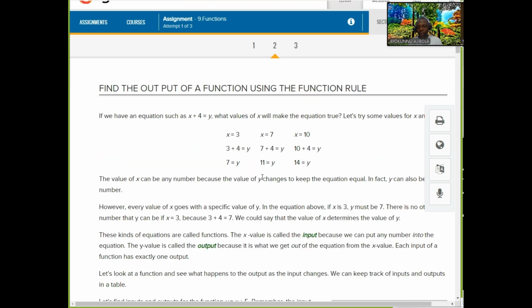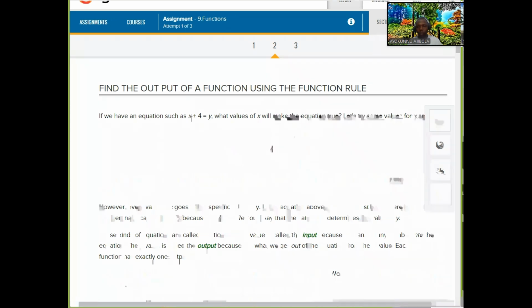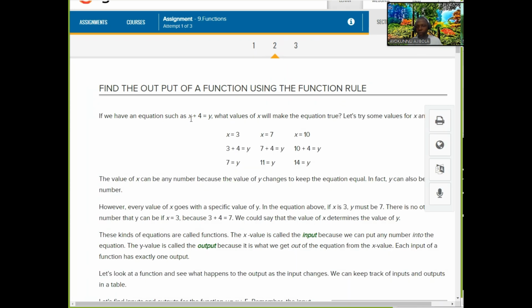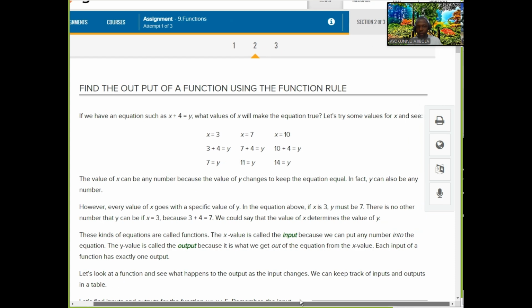Listen carefully to this. If we have an equation such as x plus 4 equal y, what values of x will make the equation true? That is, x plus 4 equal y. So what values will make the equation true? Let's try some values for x and see.